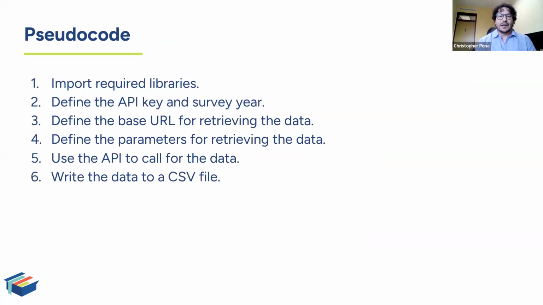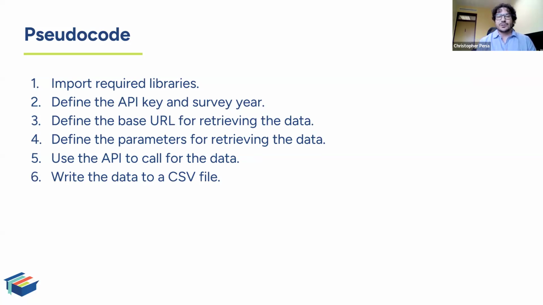So this is an example of how we might use the API for US Census to get information like the median earnings for high school graduates by state. We would want to import our required libraries, define our key and survey year. For most of this, we're going to use the 2023 year. We'll define our base URL for getting the data, define our parameters, use the API to call the data, and then I like to write my data to a CSV file.